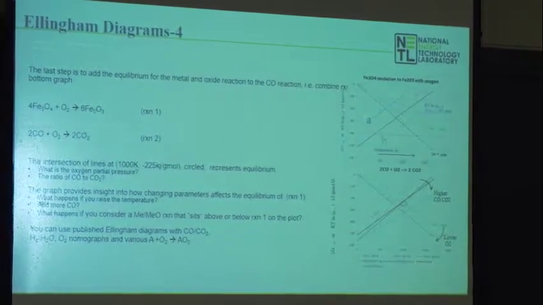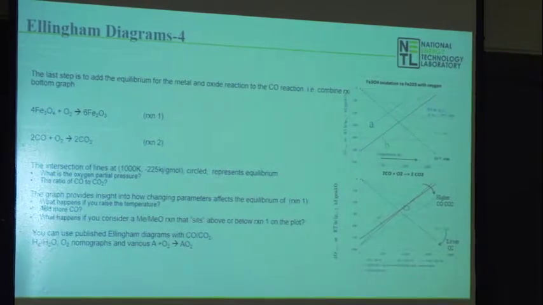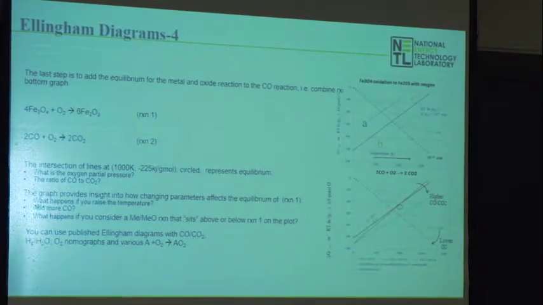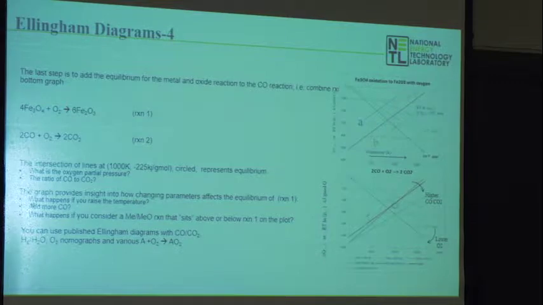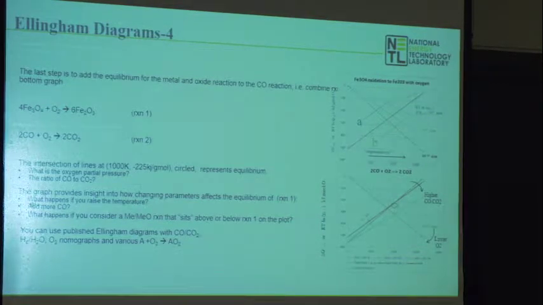What happens if I do something to change the ratio of CO to CO2? You can just look at the chart and see where that graph goes, and you can see what's going to happen at the equilibrium. So it helps your intuition a lot.